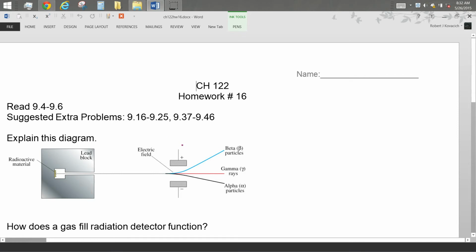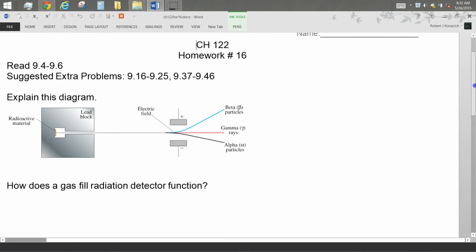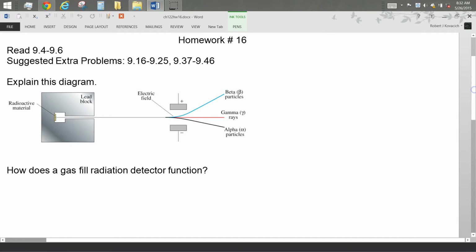Alrighty, how about this first one here? How are we going to explain how this diagram plays out? Do we have to talk about what happens before it goes to the electric field?